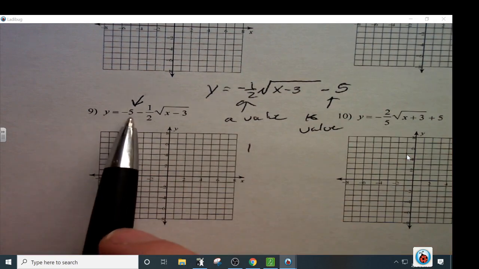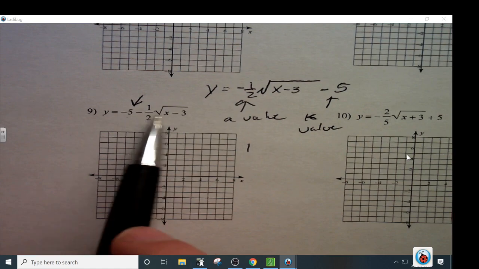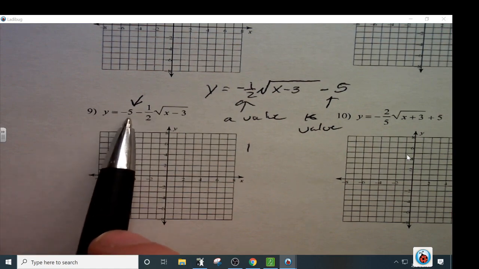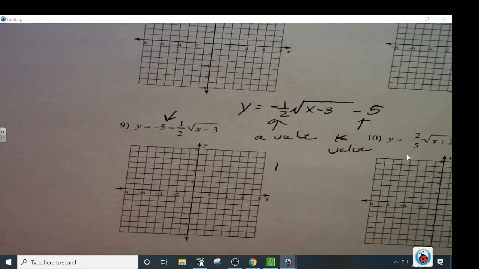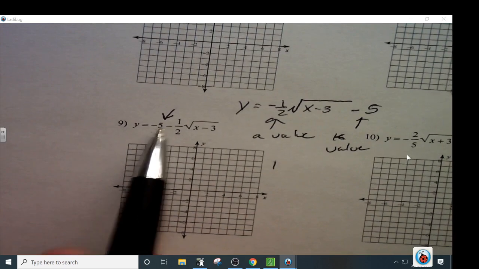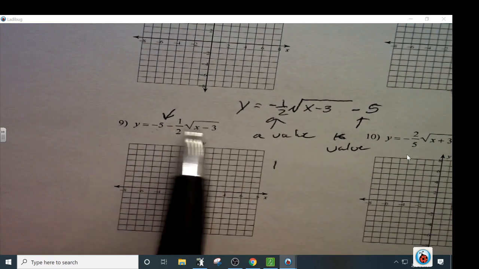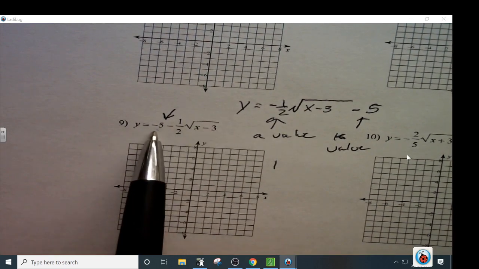You can tell this is the k value because it's not multiplying the square root. You know this is the k value, even though it's written up front. Usually it can be written in the back like this or written in the front like this. And you know it's not the a value because it's got a minus sign in that 1/2 between it and the radical. This is k.